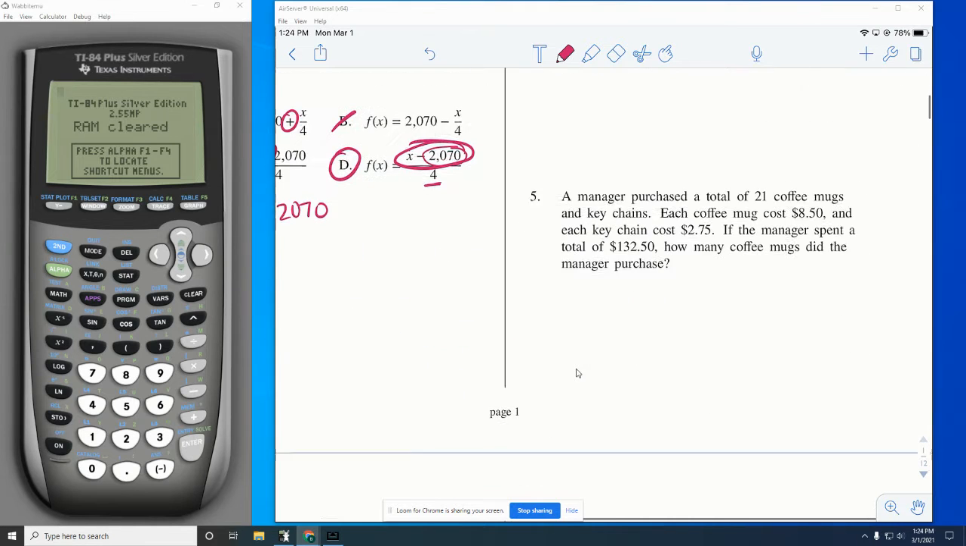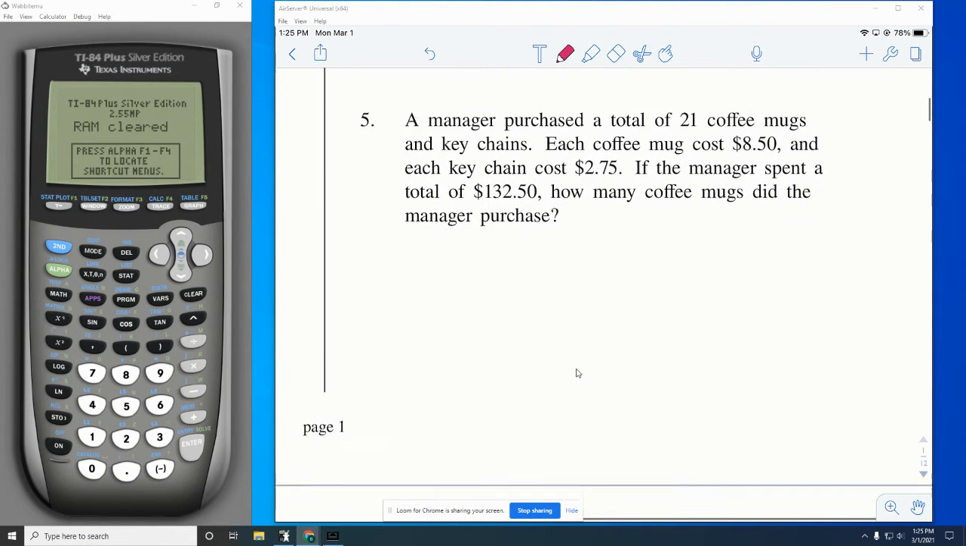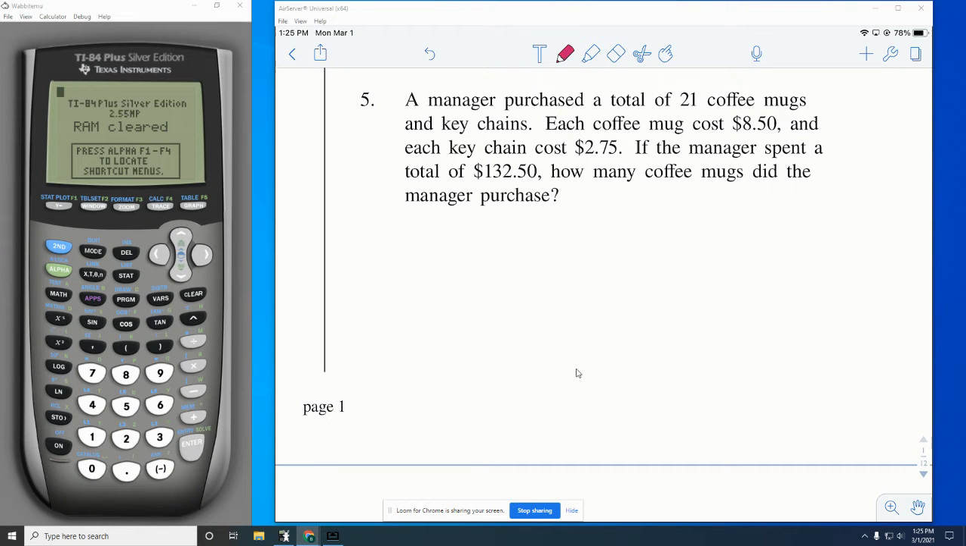The next one we're going to do is number 5. So on that same page, a manager purchased a total of 21 coffee mugs and keychains. Each coffee mug costs $8.50. Each keychain costs $2.75. If the manager spent a total of $132.50, how many coffee mugs did the manager purchase? So we've seen a problem like this before. They are asking about coffee mugs.